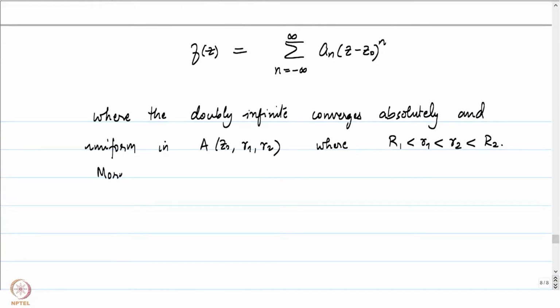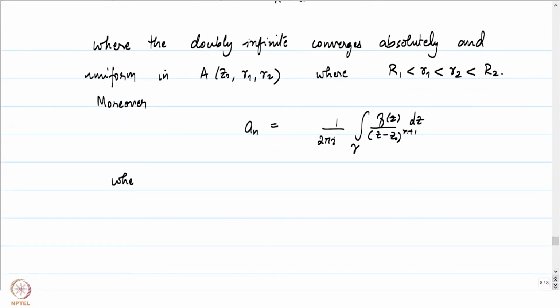Moreover, we do have some knowledge about what a_n is. Moreover, a_n is just going to be equal to 1 by 2 pi i times the integral over gamma of f(z) by (z minus z0) to the power n plus 1 dz, where our gamma(t) is just going to be equal to z0 plus r e to the power i t for t in 0 to 2 pi, where r is some number between R1 and R2.